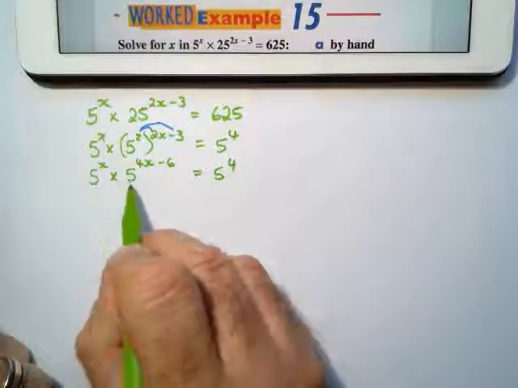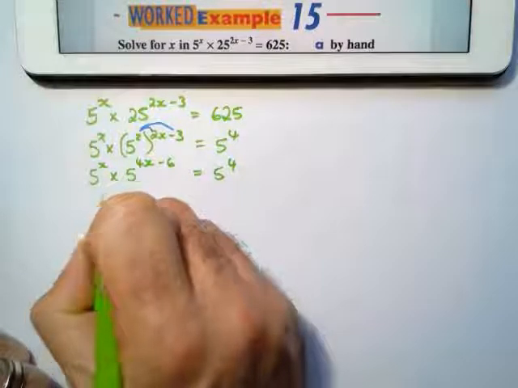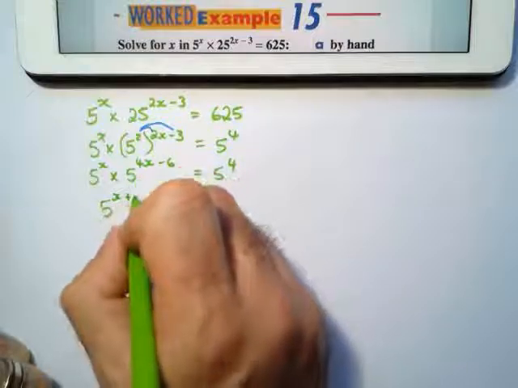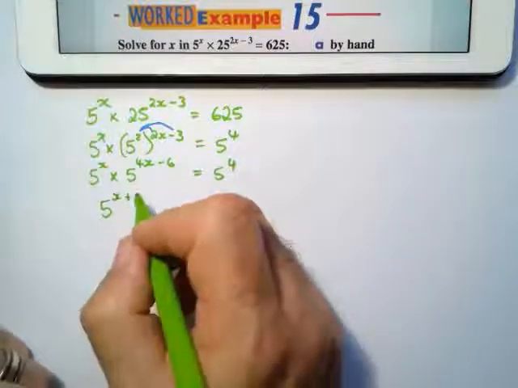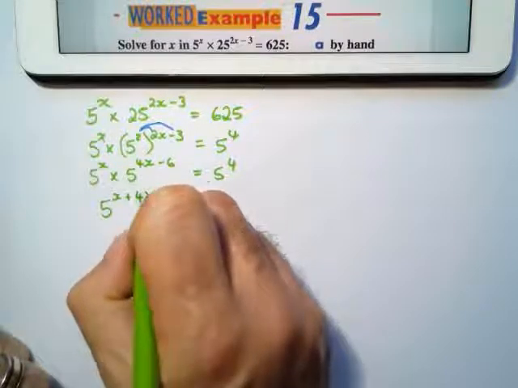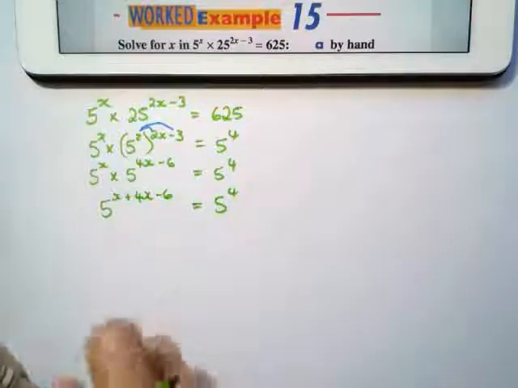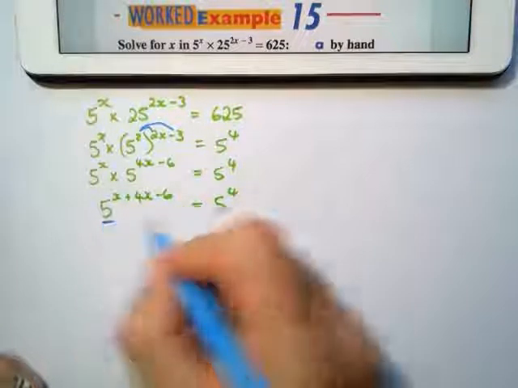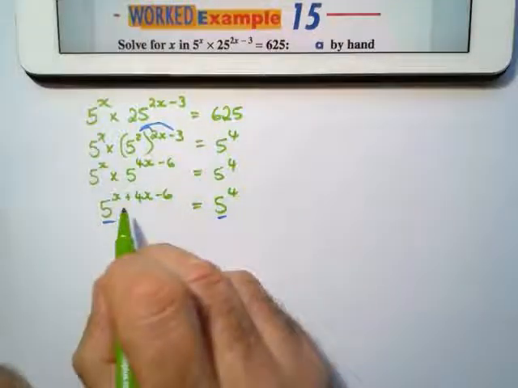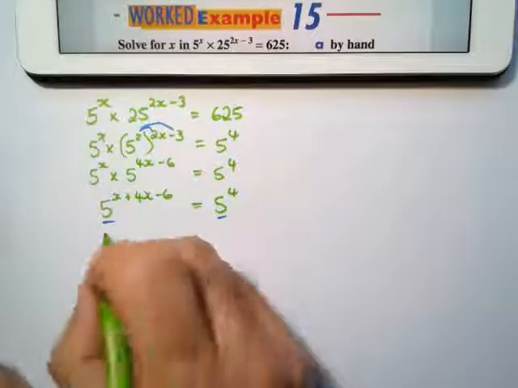Now, if I'm multiplying bases, the same base, then I add the exponents. So it's going to be 5 to the power x plus, and I don't have to use a bracket because plus doesn't change anything at the top. So it's just going to be plus 4x take 6, which equals 5 to the power 4. Now that I have the same base, one thing on the left, one thing on the right, because the bases are the same, the exponents have to be the same.